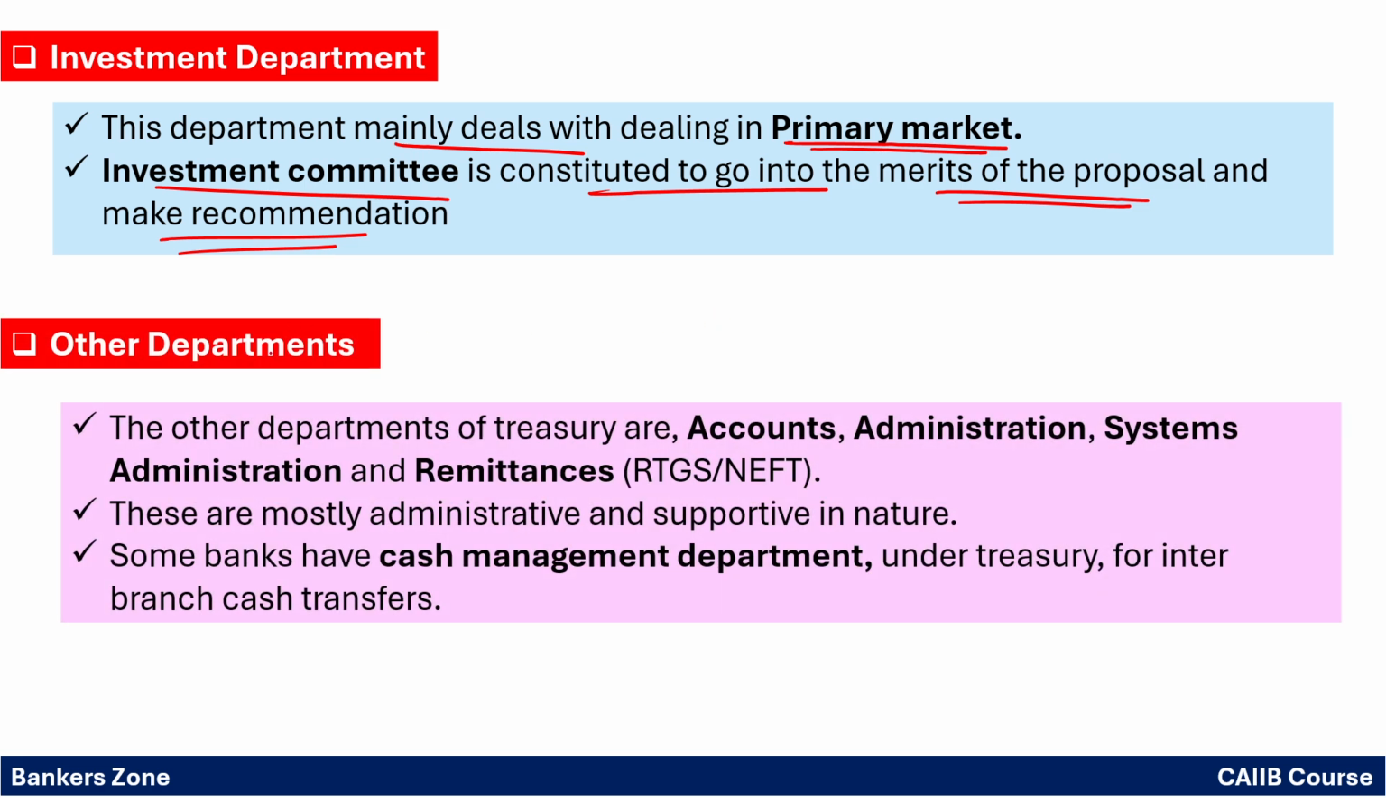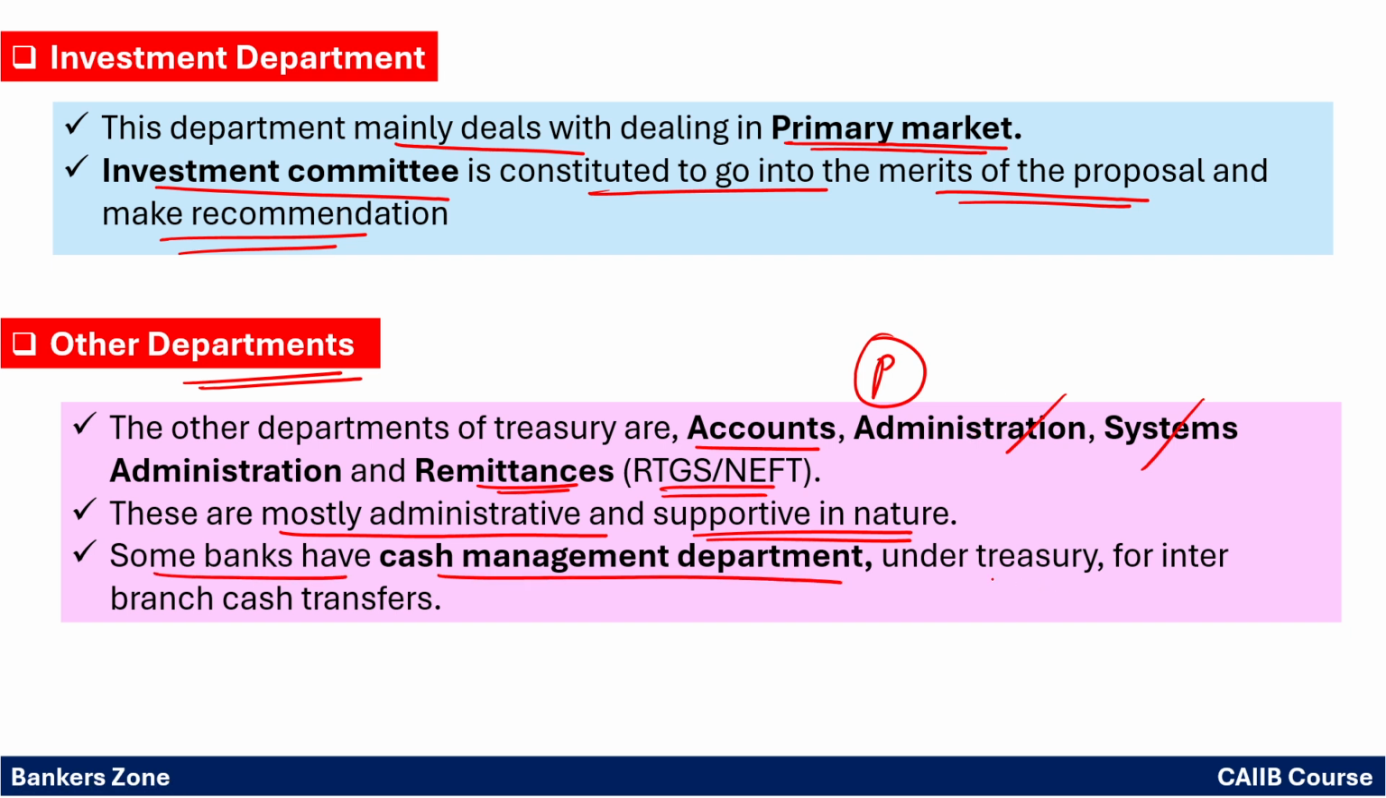Okay, now there can be other departments, for example the accounts department, the administration department, the system administration, or remittances like RTGS and NEFT departments. Apart from that, they are mostly administrative and supportive in nature. So these are not in the picture proper. Okay, so they are just for the support of treasury. Some banks can have a cash management department also under the treasury for interbank cash transfer. Okay, so this is not that important.